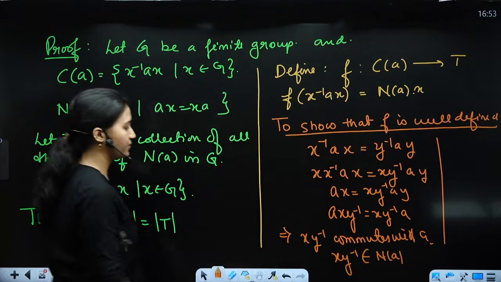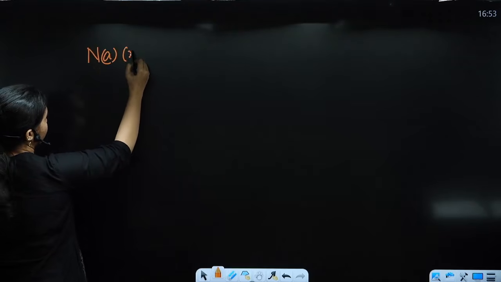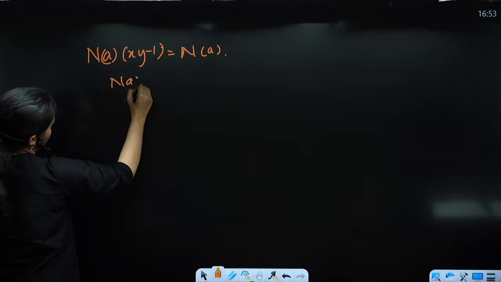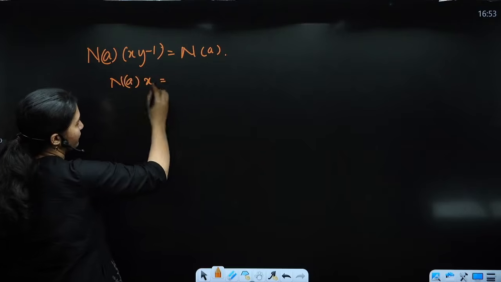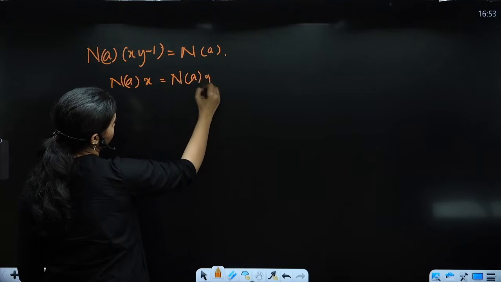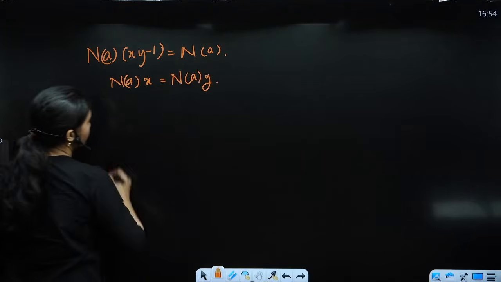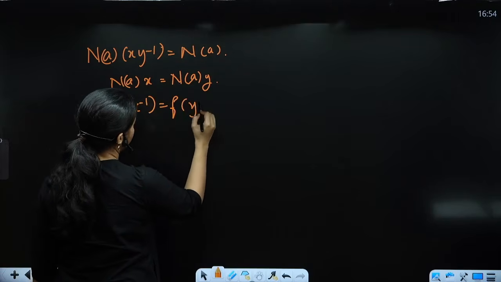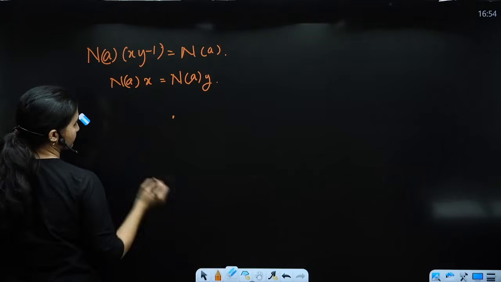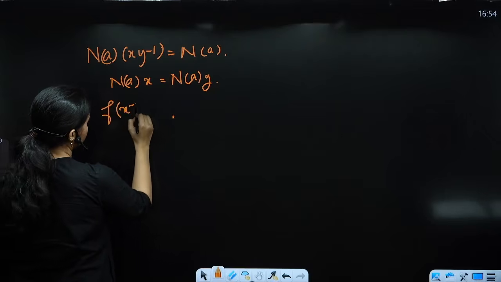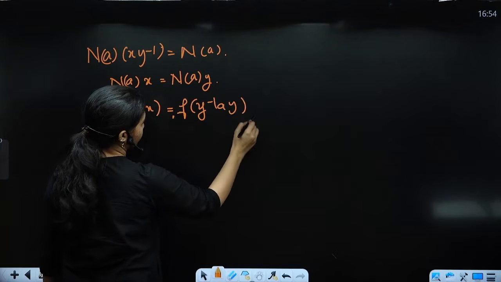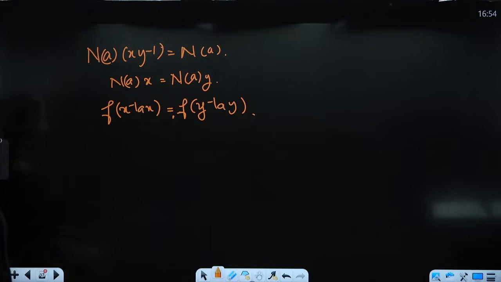Now if xy inverse belongs to Na, this means the coset generated by xy inverse is going to be equal to Na, right? Now Nax equals, if I multiply by y on both sides, I'm going to get Nay. This is equal to f(x) inverse equals f(y), f(x) inverse a x equals f(y) inverse a, right? So we have proved that the function is well defined.